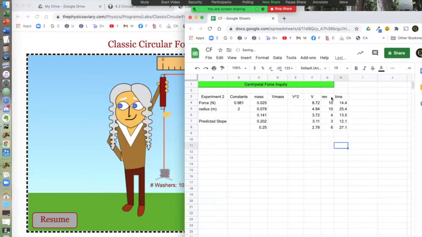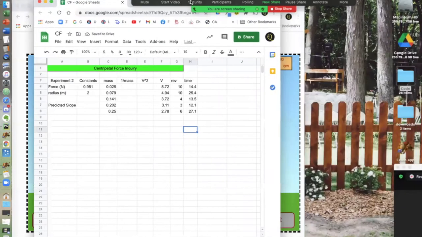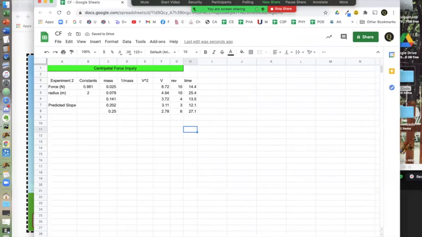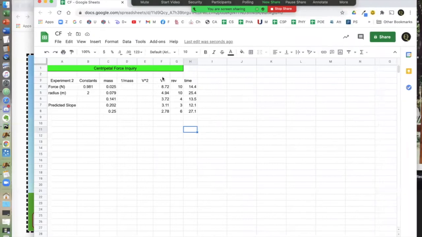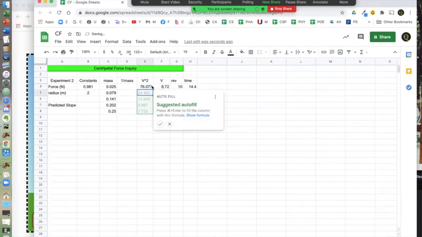27.1. So there's my velocity. Okay, so now I've got to make a graph. I have velocity here, and I'm going to graph velocity squared on my y-axis. So I'm going to go right here and type equals, click that cell, do a caret 2, that'll square it. Okay, and then I can go ahead and drag that down.